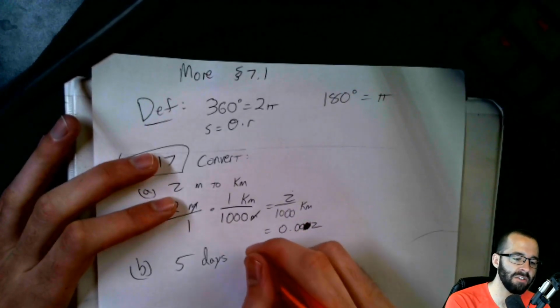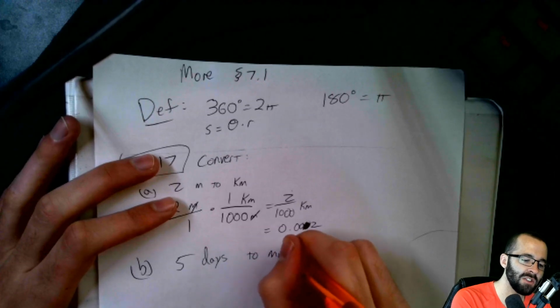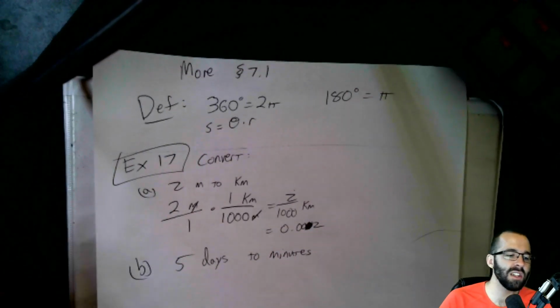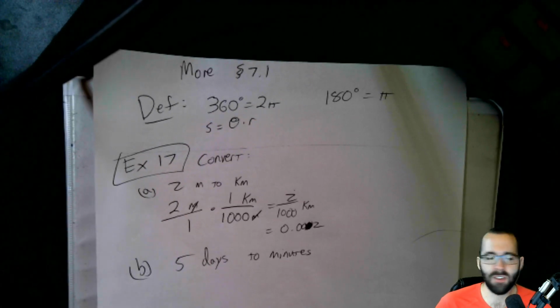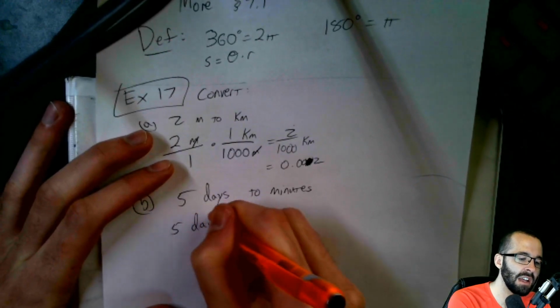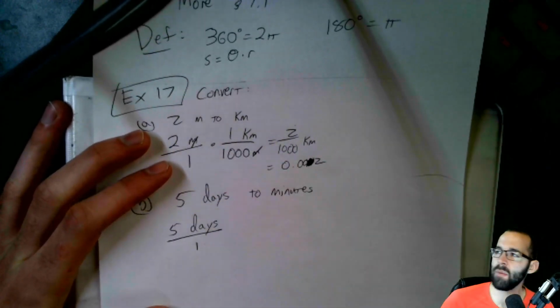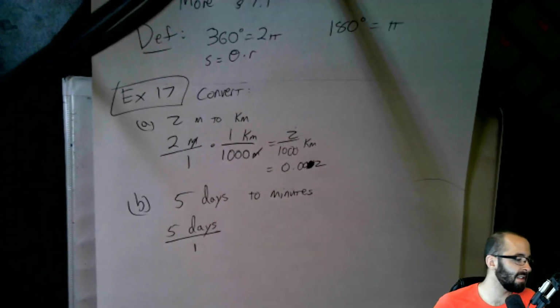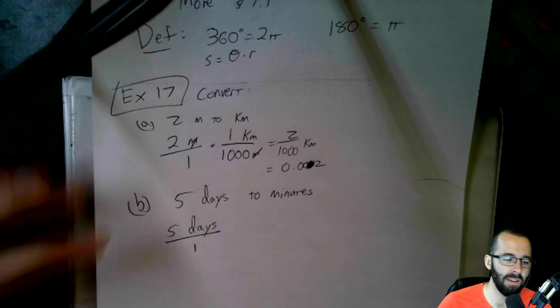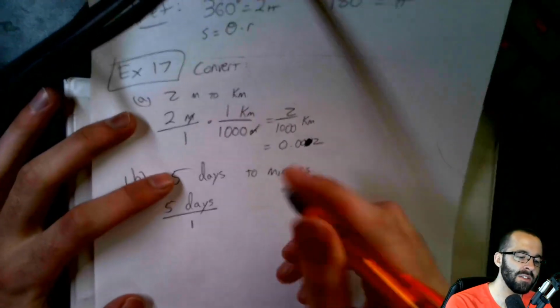So if we wanted to convert 5 days to minutes, of course you could just Google how many minutes are in a day and multiply it by 5. But let's really get some practice with this style of converting units. So again, we're going to start with 5 days divided by 1. You don't have to divide it by 1, but since we're multiplying fractions, having it as a fraction can be helpful. Okay, and then we need to put that into minutes.